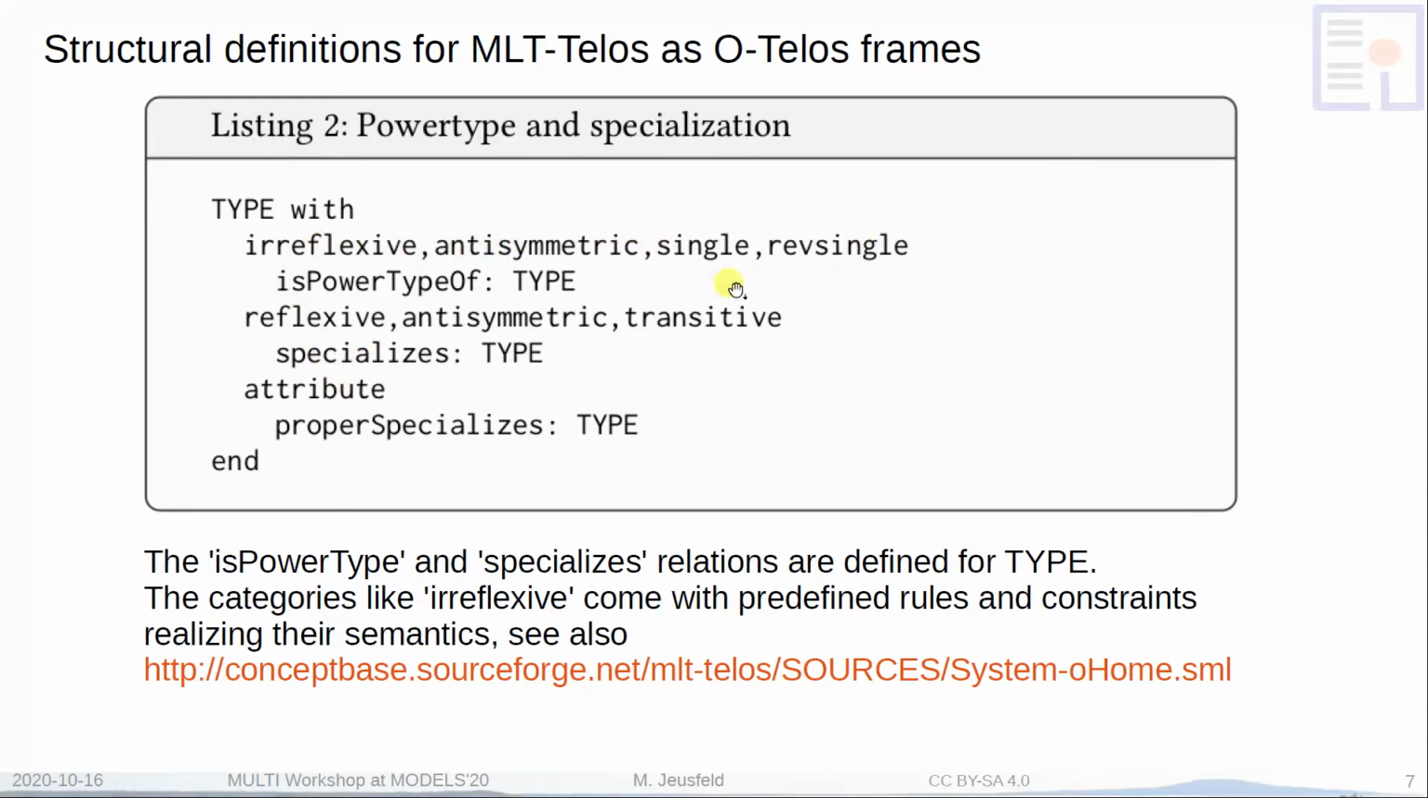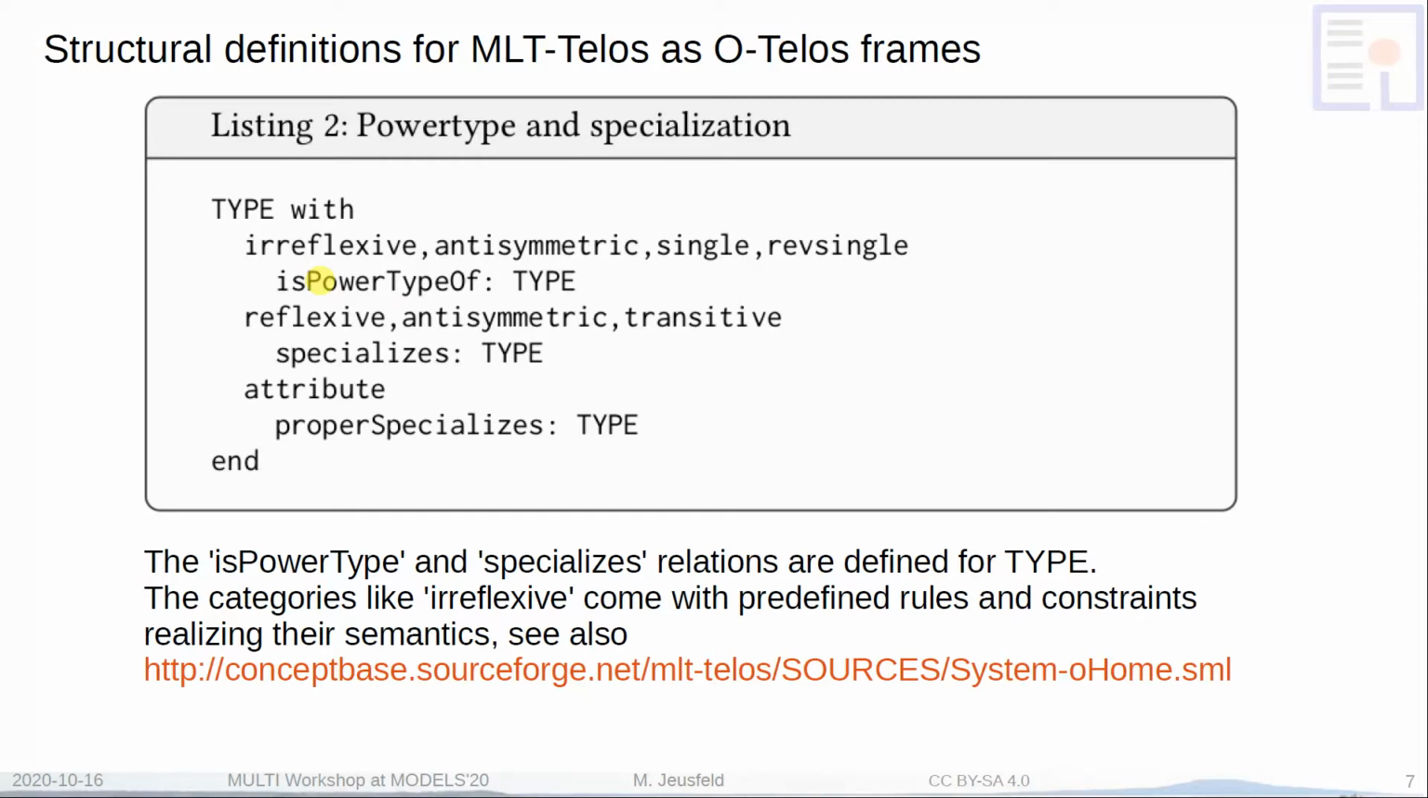Now there are these headings. They come with a certain meaning. For example, antisymmetric and irreflexive are defined by integrity constraints and deductive rules. You can find the definitions here in this source code. And that, for example, means a type cannot be a power type of itself.